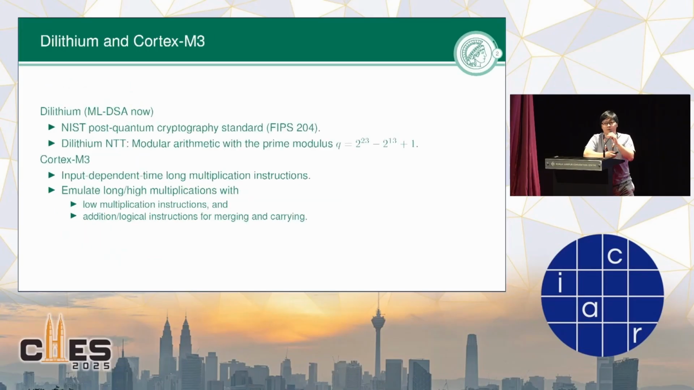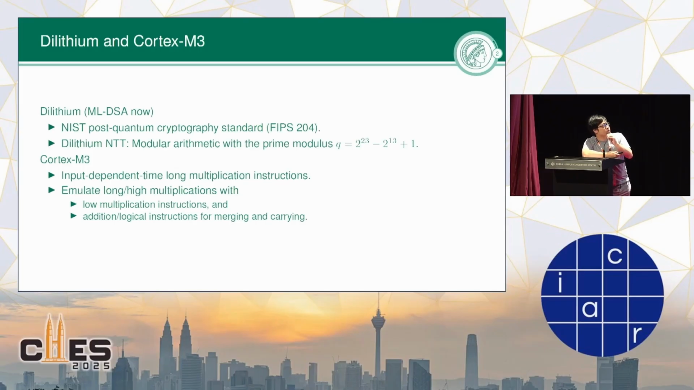For the target platform, we optimize Dilithium on Cortex-M3. Dilithium is a NIST post-quantum cryptography standard. In Dilithium, we typically compute polynomials over the coefficient ring modulo the prime modulus Q, which is 2^23 minus 2^13 plus 1. As for our optimization platform, we target the microcontroller Cortex-M3.